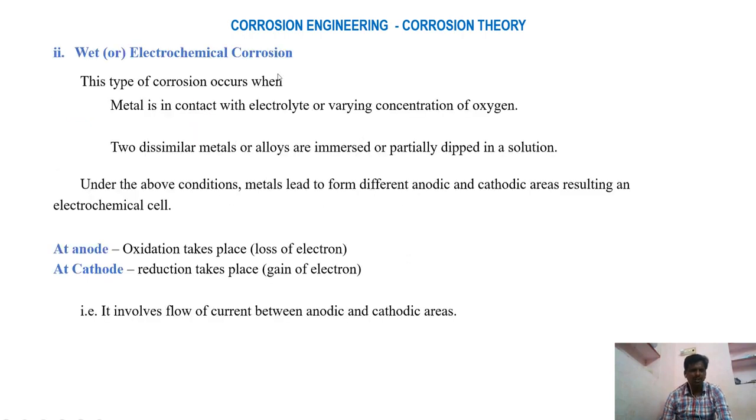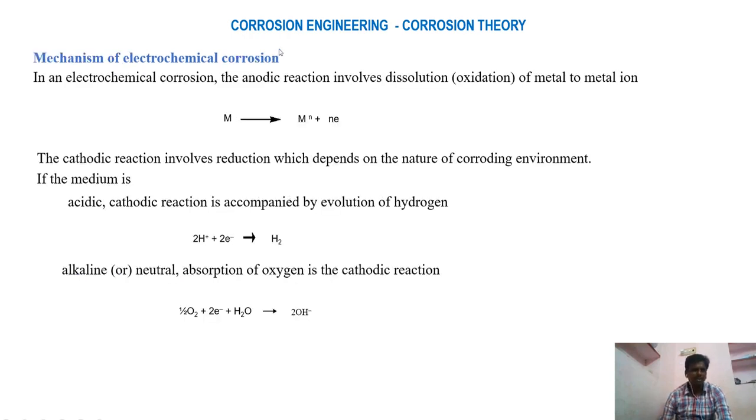Another one is wet electrochemical corrosion. This type of corrosion takes place in the presence of moisture. This corrosion can take place when metal is kept in an electrolyte, or two dissimilar metals are placed in the electrolyte. Anode and cathode are fixed, and electron flow is from anode to cathode, and this follows electrochemical reaction methods. So next, the mechanism is given here.